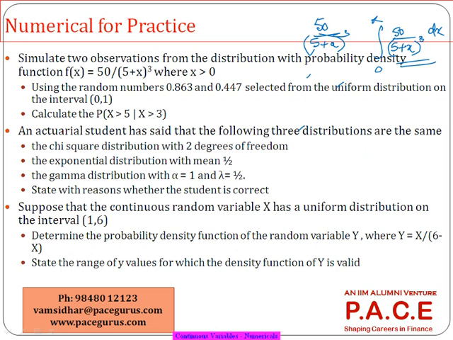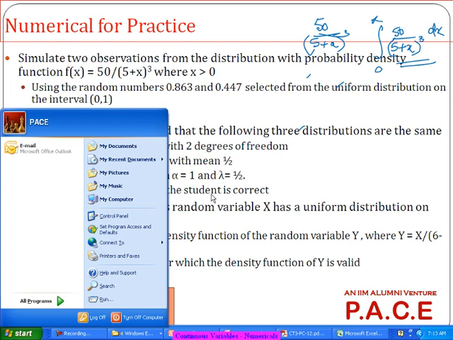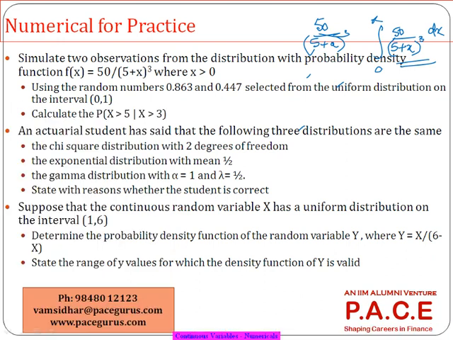Is this fine? All right. Now look at the next one. An actuarial student has said that the following 3 distributions are the same. Chi-square distribution with 2 degrees of freedom.